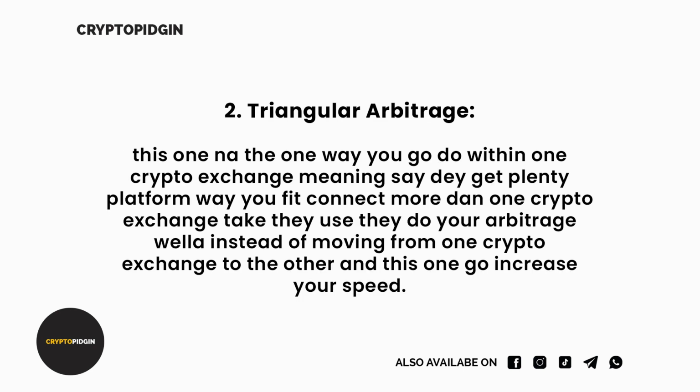The number 2 na triangular arbitrage. This one na the one wey you go do within one crypto exchange, meaning say they get plenty platform wey you fit connect more than one crypto exchange take dey do your crypto arbitrage well. Instead of moving from one crypto exchange go another, this one you go just dey one platform dey run the two together. You go connect more than one crypto exchange take dey run your crypto arbitrage. This one also go increase your speed wey you take dey perform any transaction.